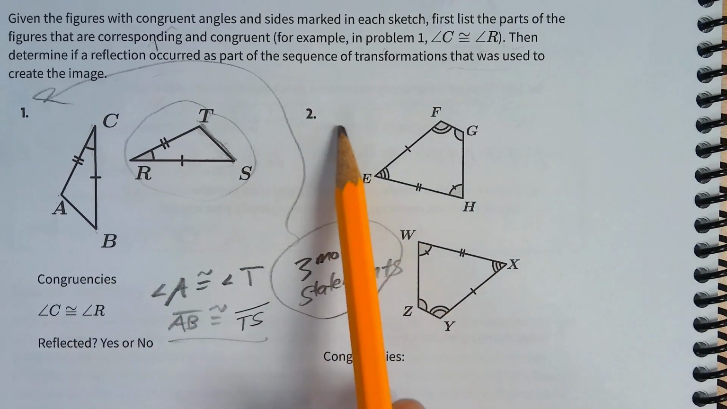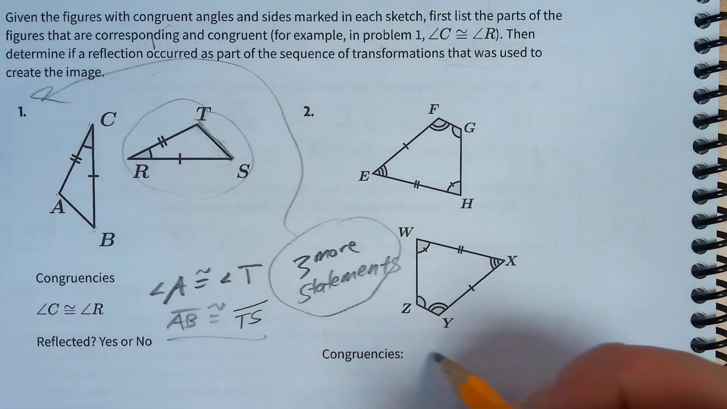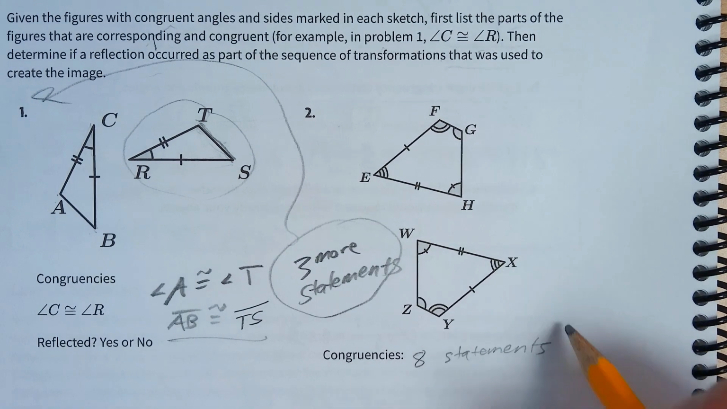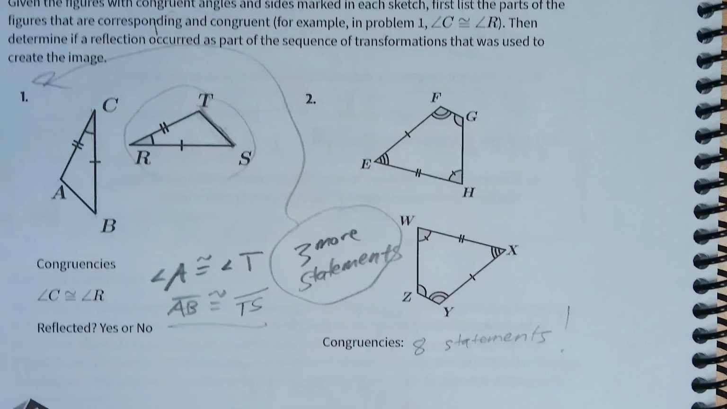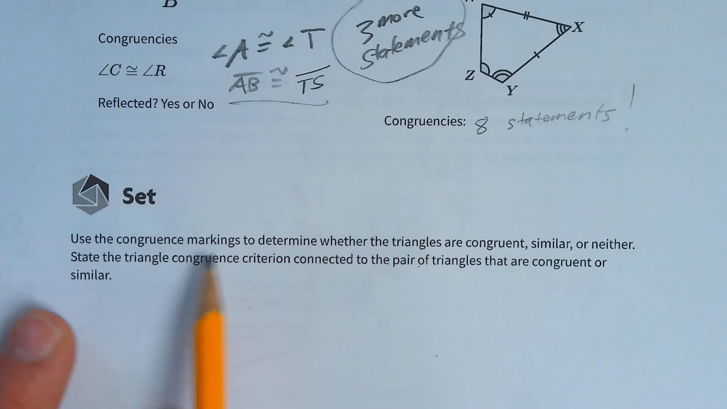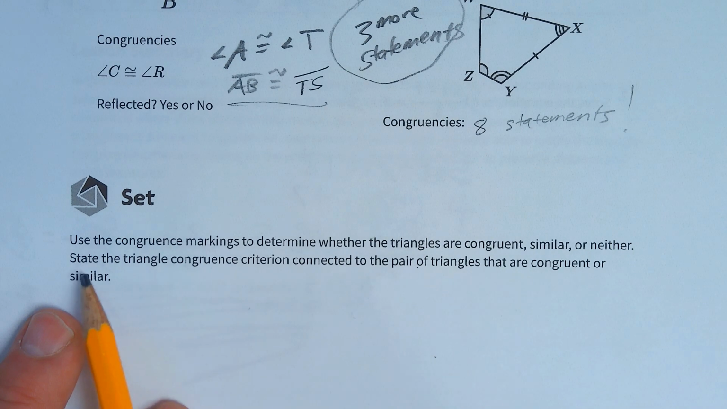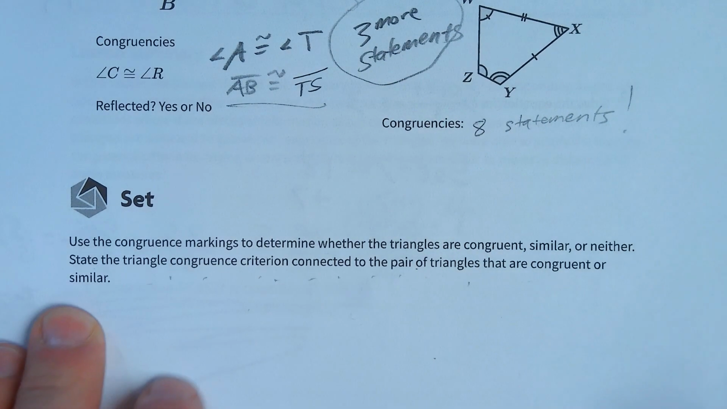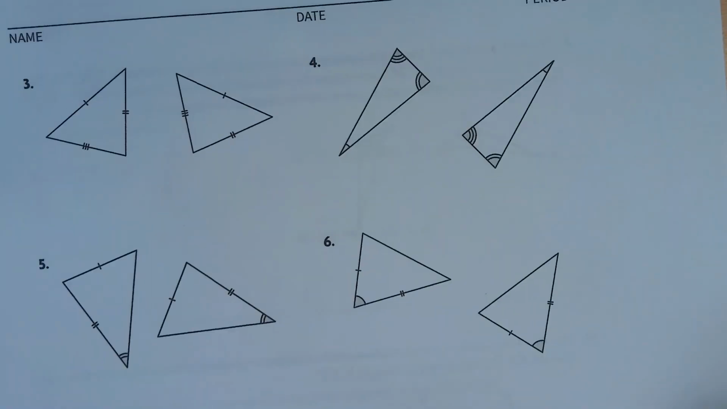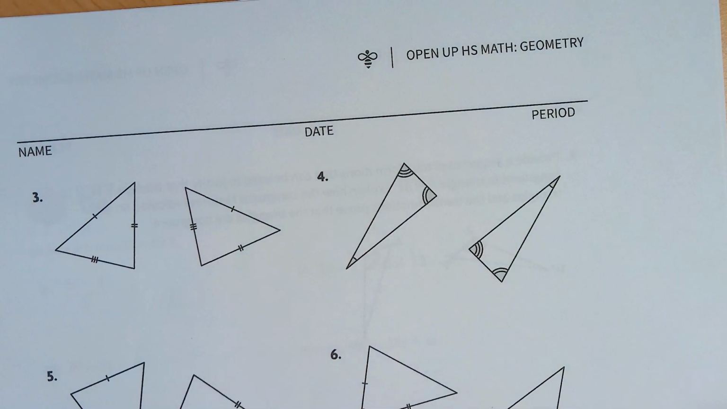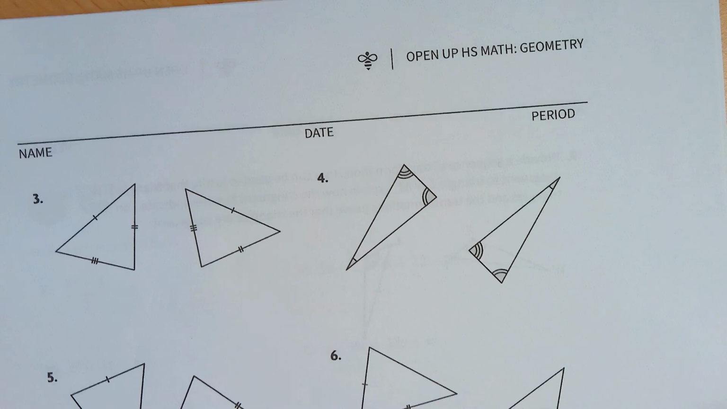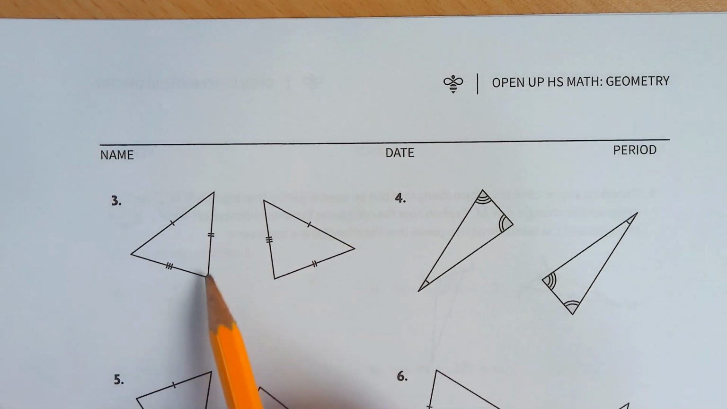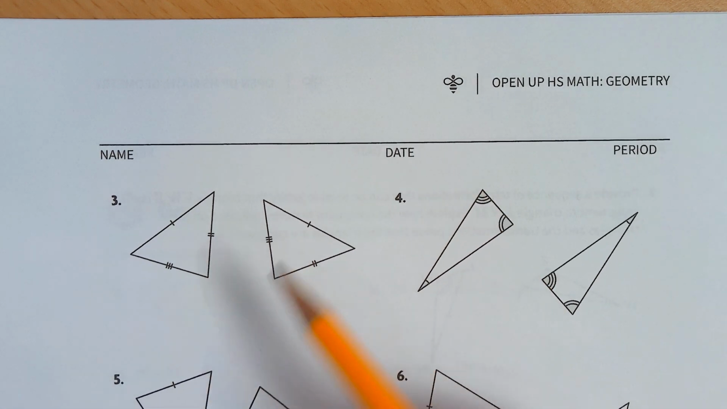Use the congruent, so do number 2, remember 8 statements. Use the congruence markings to determine whether the triangles are congruent, similar, or neither. State the triangle congruence criterion connected to the pair of triangles that are congruent or similar. Don't worry about similar. We haven't learned about similar yet. But this is one of the criterion. This is one of the 5. So go back, watch yesterday's lesson.